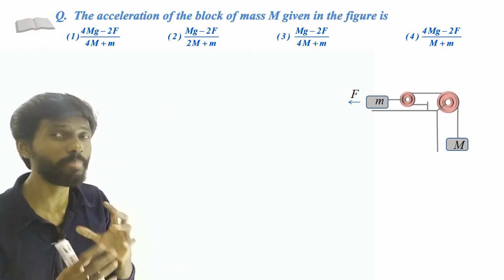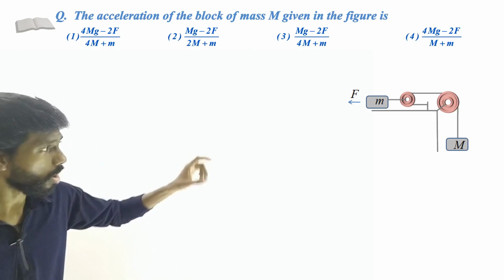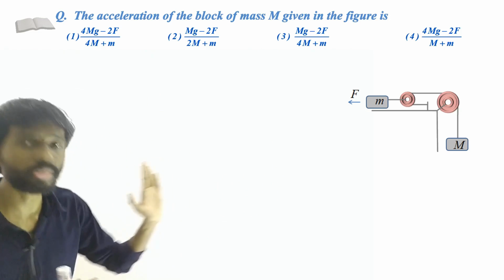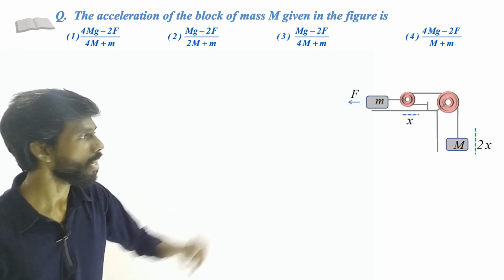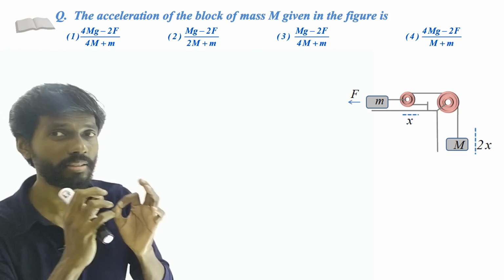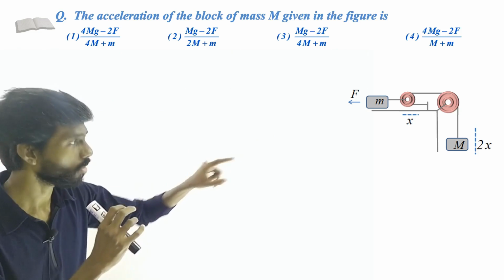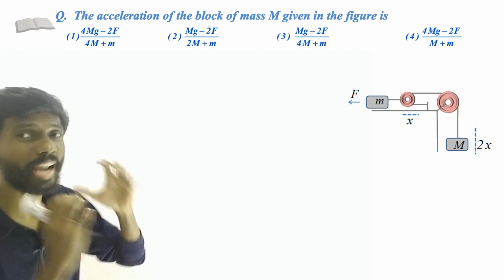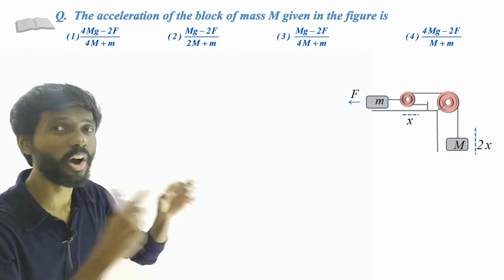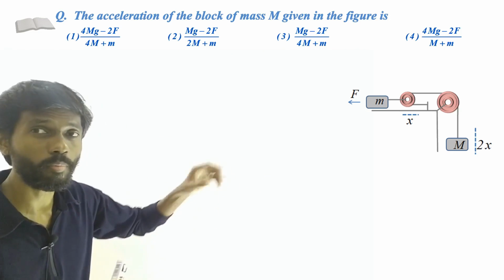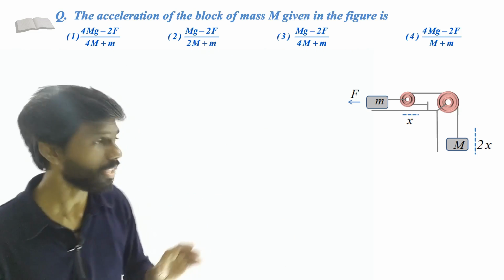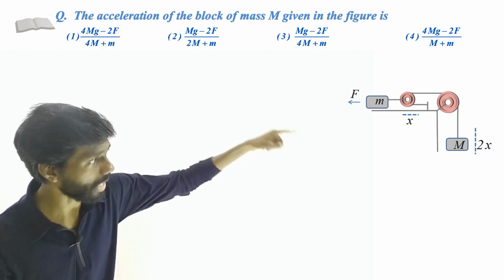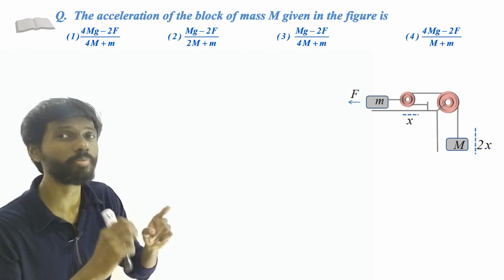Let us use the displacement method. If the block of mass small m moves by a distance of x units in the horizontal direction, x units to the right, the string becomes slack by what length? The length is x plus x, 2x. The 2x portion of the string becomes slack. Then to make it taut, the mass capital M moves down by a distance of 2x.